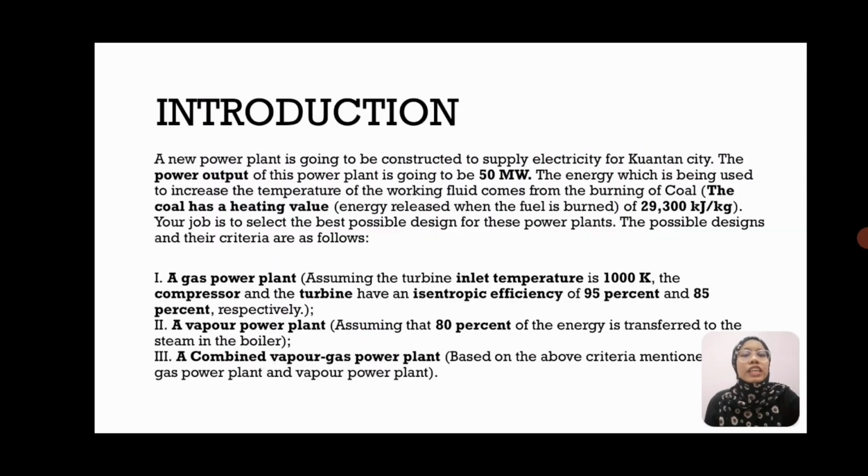So first, the introduction. In this project, we have three designs. First we have a gas power plant, then we have a vapor power plant, and then we have a combination of vapor and gas power plant. In this project, we have to know the PV and TS diagram for each design, the efficiency of each design, the coal required for each design, and lastly the advantages and disadvantages of each design.